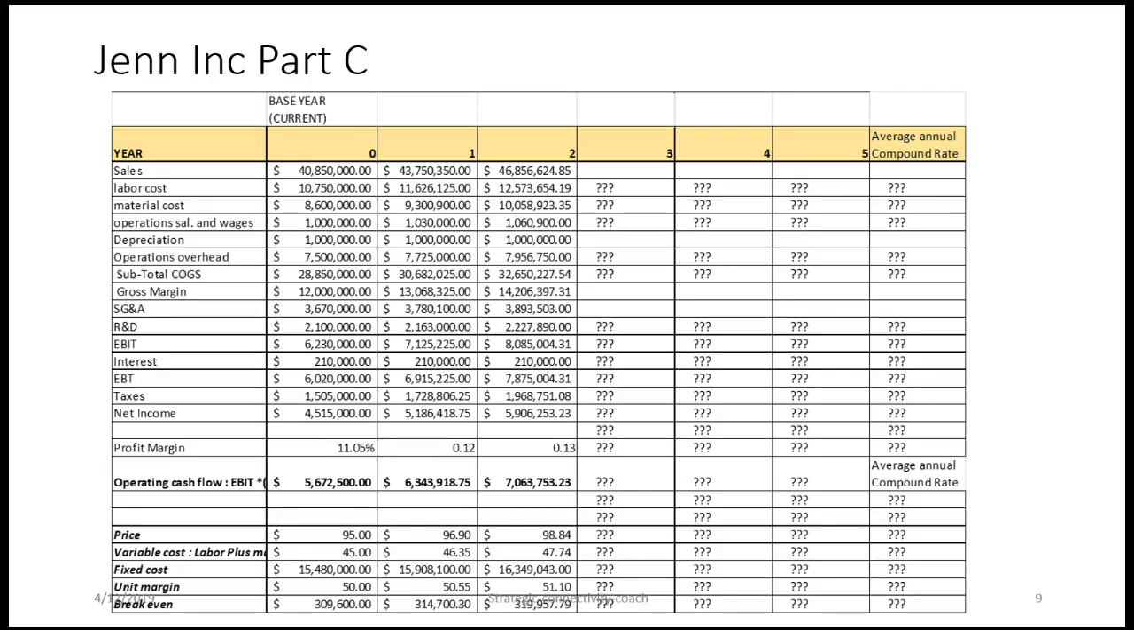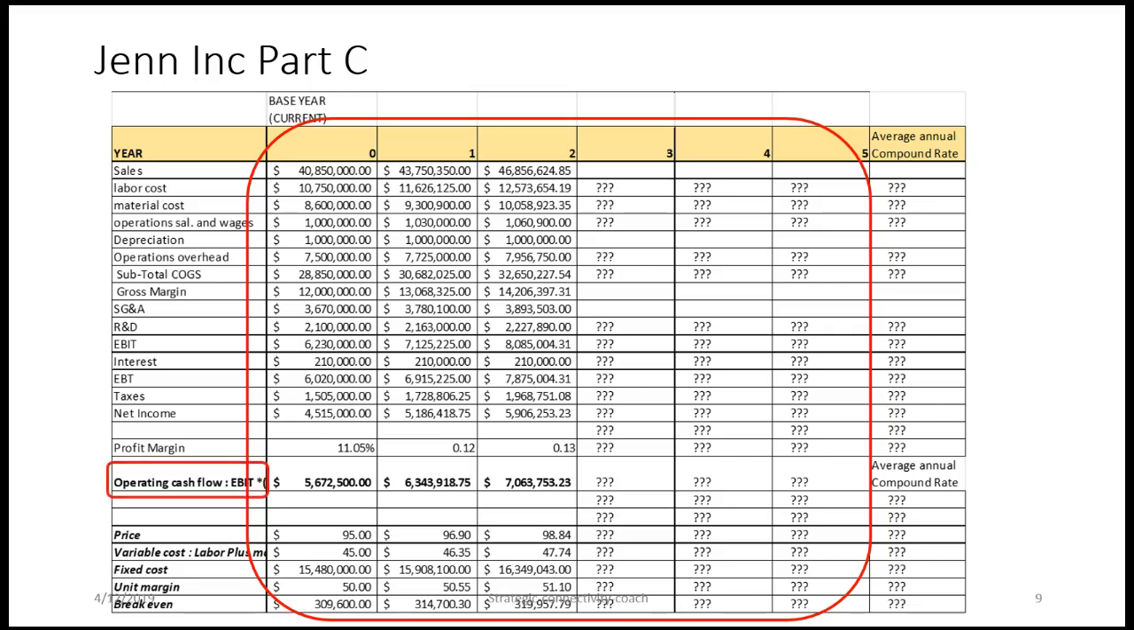Here's an example from the assignment where you were given 3 years' worth of data. Obviously, I did not give you the formula, so you can learn to apply the formulas. The whole goal was to look at the components of the income statement, the break-even, everything, not for just 1 year, but for 5 years. On the right, we also looked at the average annual compound growth rate, so you can get a feel for how each parameter is growing over the 5-year period.